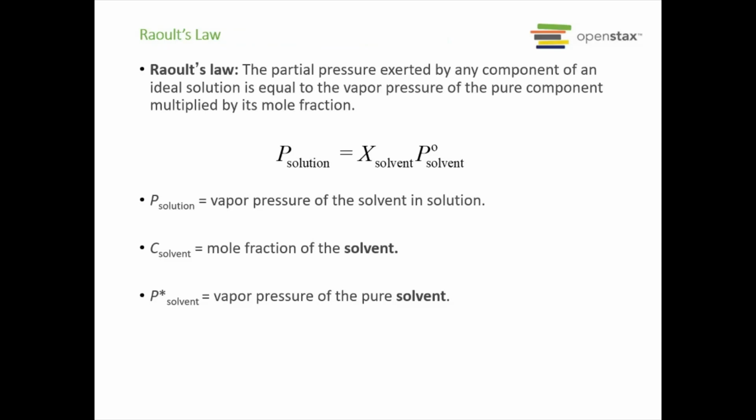So we have what is called Raoult's law, which says the partial pressure exerted by any component of an ideal solution is equal to the vapor pressure of the pure component multiplied by its mole fraction. So P solution, which is the vapor pressure of the solvent in solution, is equal to X solvent, the mole fraction, times P naught solvent. P naught, or P star, whatever you want to use. Your book does P star. I don't know why that's showing P naught. P star solvent is the vapor pressure of the pure solvent.